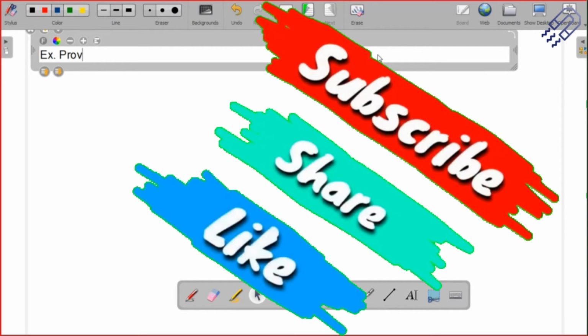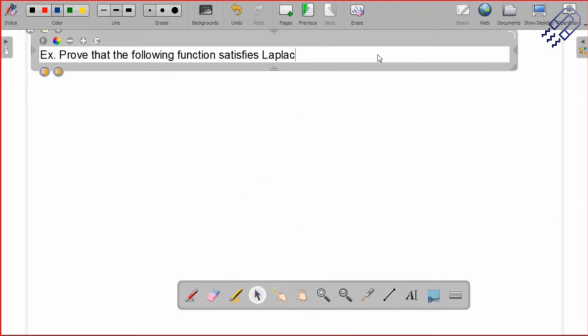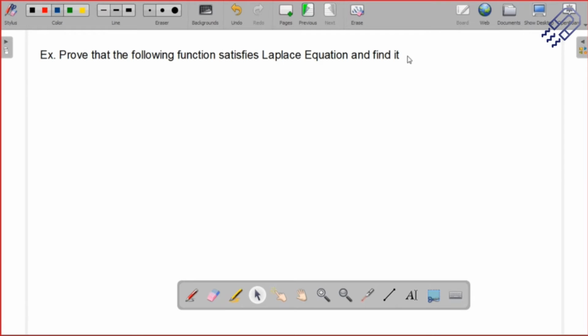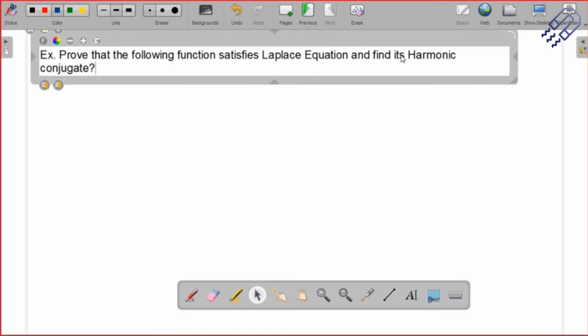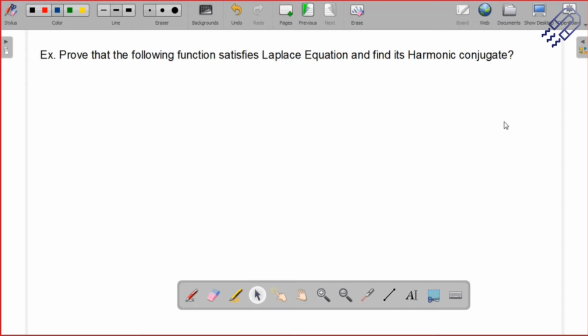Now prove that the following function satisfies the Laplace equation, and find its harmonic conjugate. So if you are given the value of u, you're going to find out the value of v. If you are given the value of v, you are supposed to find out the value of u. You can do it both ways.